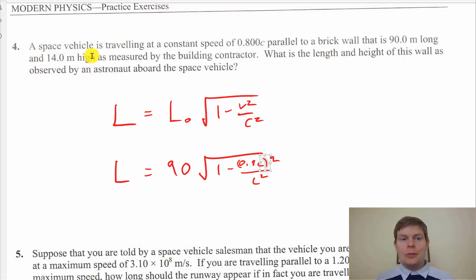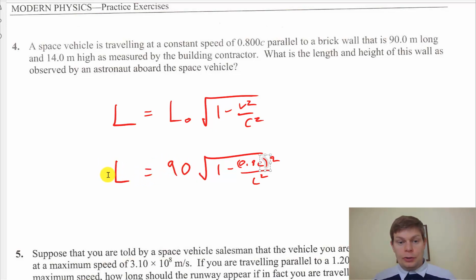So the height will not change. It will stay at 14. So that's your height. But this distance will change. So from the person traveling really fast, they will see the world and all the universe in that direction as being compressed.